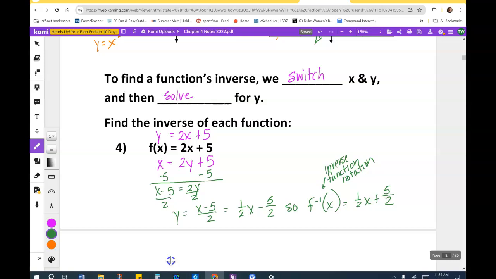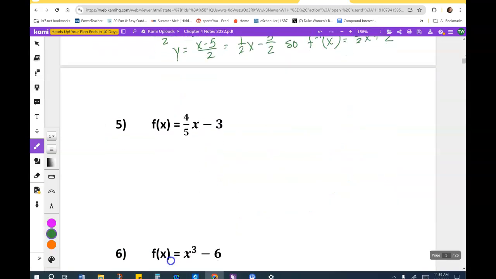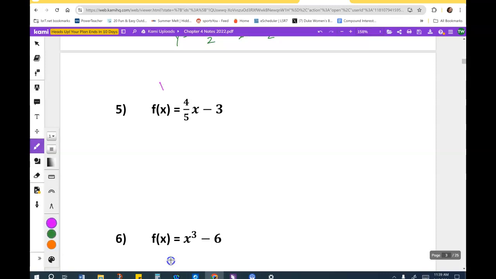All right, so let's try the next page. Okay, we know that this is like y equals 4/5 x minus 3. So I'm going to flip the x and the y. So this is going to be x equals 4/5 y minus 3. And I'm going to solve for y. So I'm going to add 3 to both sides. I have x plus 3 equals 4/5 y. To get rid of that fraction, I'm going to multiply the whole thing by the reciprocal, which is 5/4.